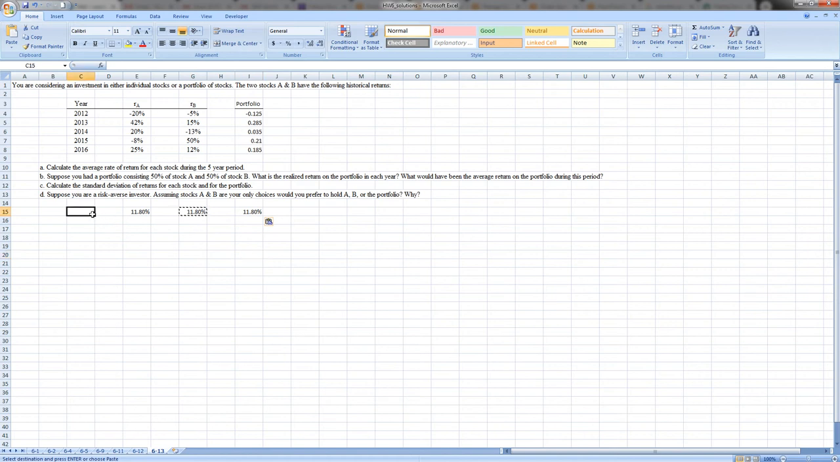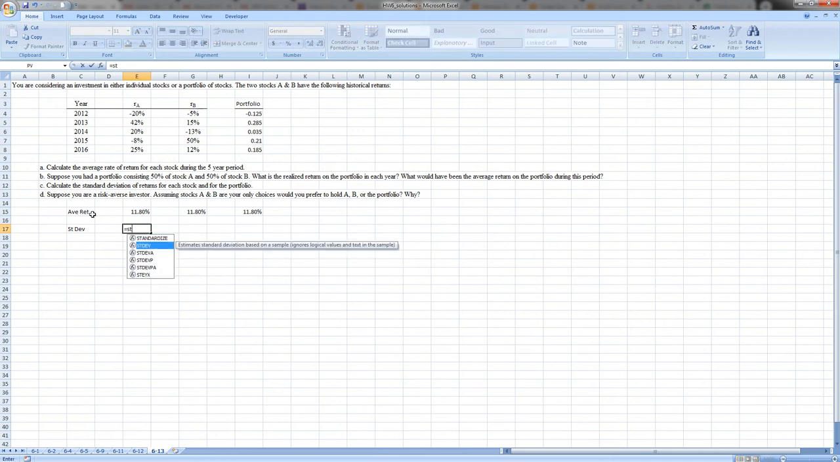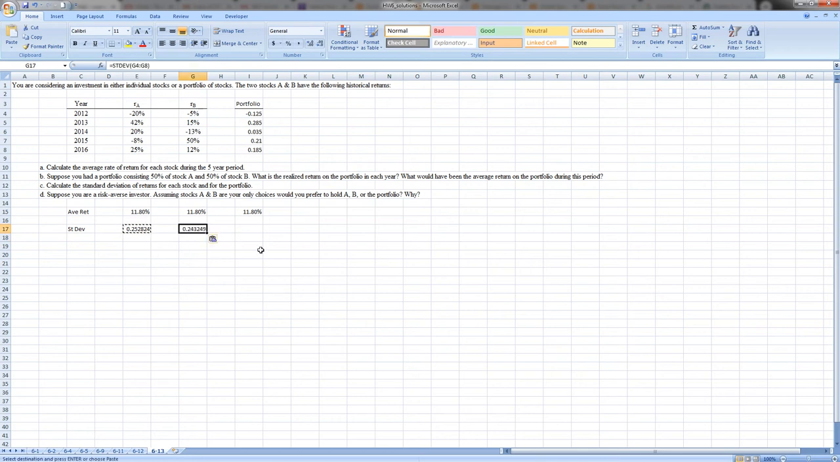Next part is to calculate the standard deviation. Use the standard deviation formula in Excel. So we can see for A it's 25.2%, for B 24.32, but then for the portfolio our overall volatility goes down. So in part C, suppose you're a risk-averse investor.